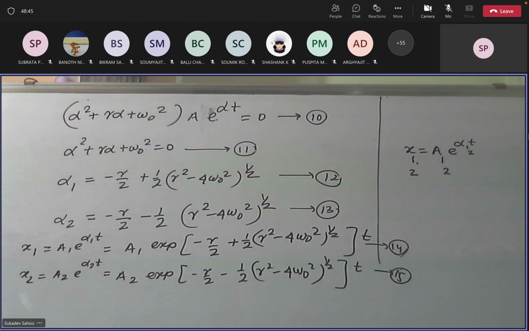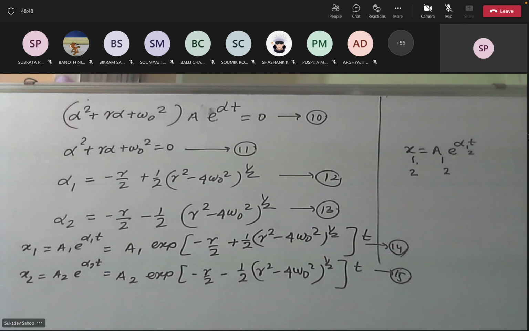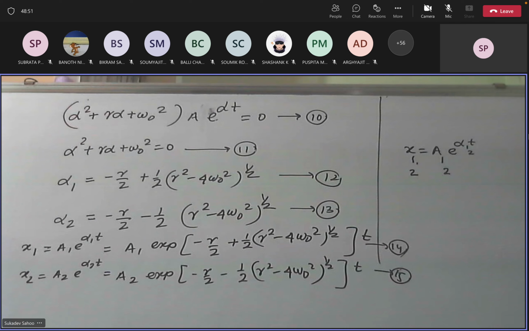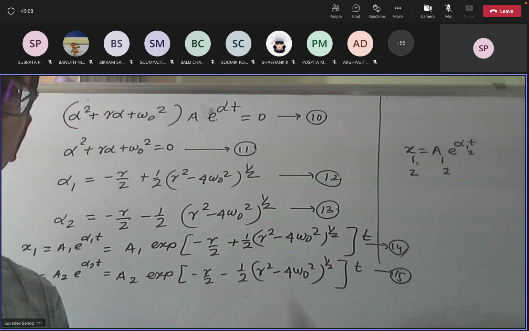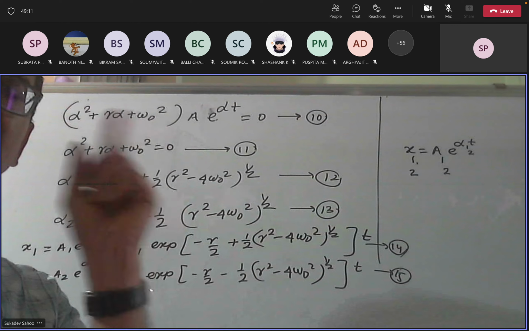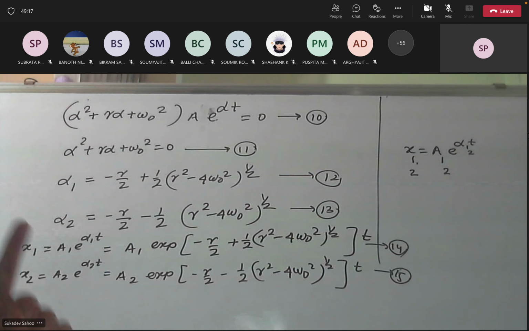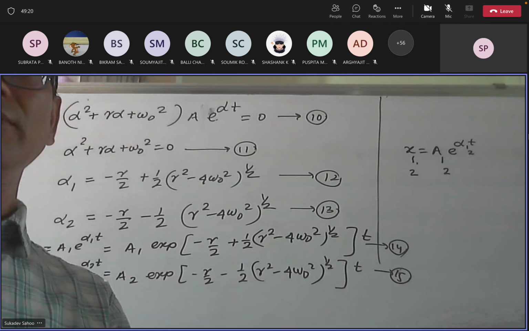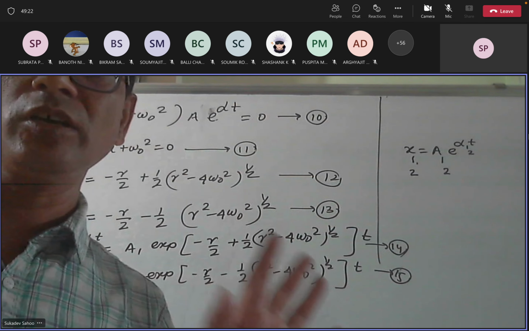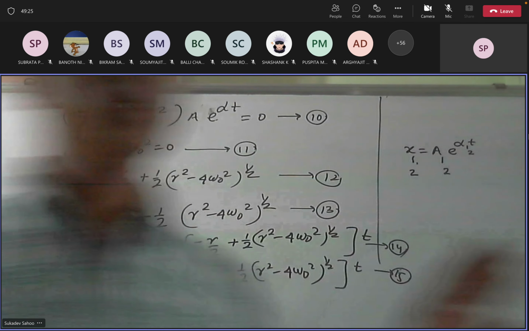Now you see equation number 4 is a second order linear differential equation. Clear? Now we have obtained two solutions. One is given by equation number 14, another is given in equation number 15. That is x1 and x2. Again we know, according to the linear superposition principle, if x1 and x2 are two solutions of a linear differential equation, then its sum x, which is equal to x1 plus x2, is also a solution of that linear differential equation. Everybody clear?